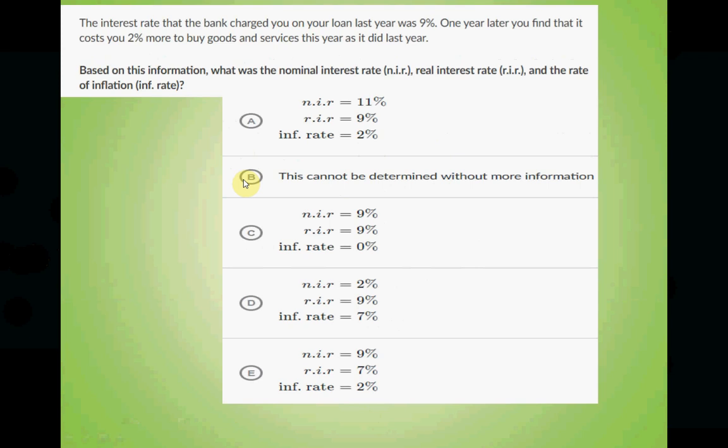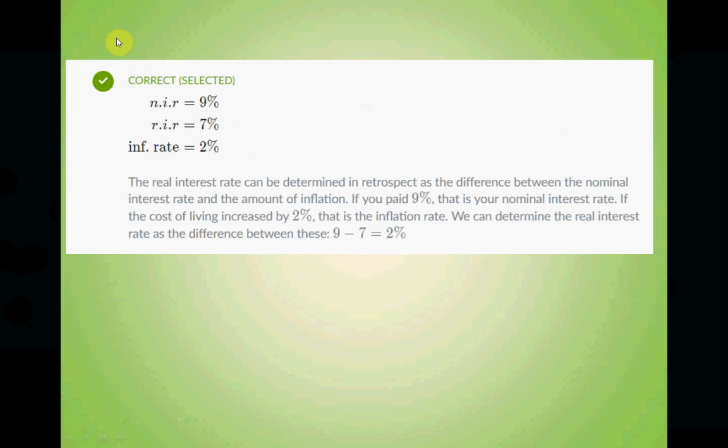The interest rate the bank charged you on your loan last year was 9%. So that was the nominal interest rate. They charged you 9%, but there was 2% inflation. So what does that mean your real interest rate is? Hopefully you figured this out. Nominal interest rate was 9%. That's what they told you, that's what they charged you. We know that inflation was 2%. So 9 minus 2, 7%.